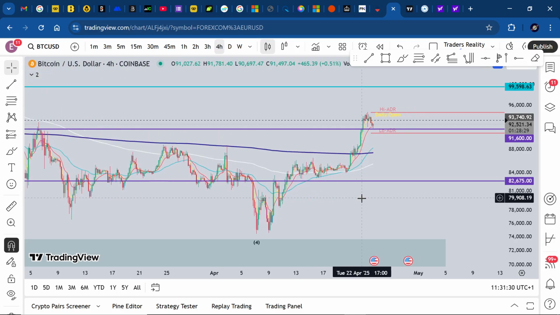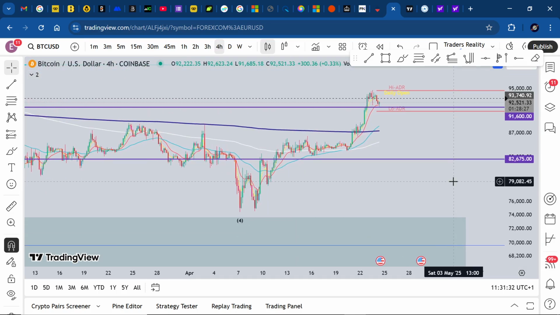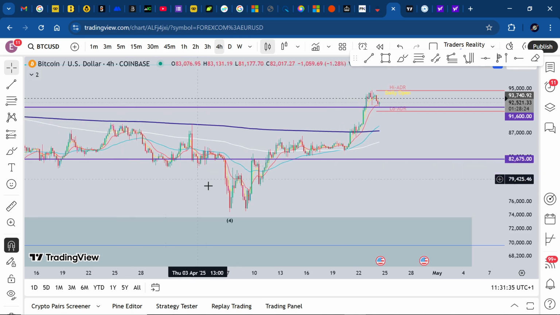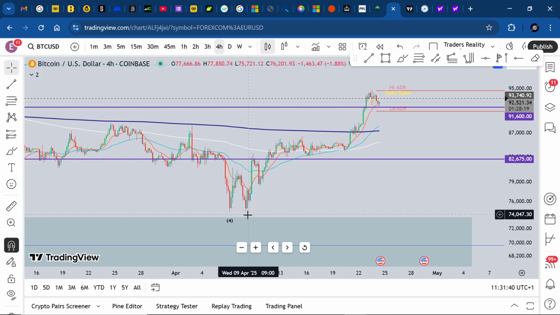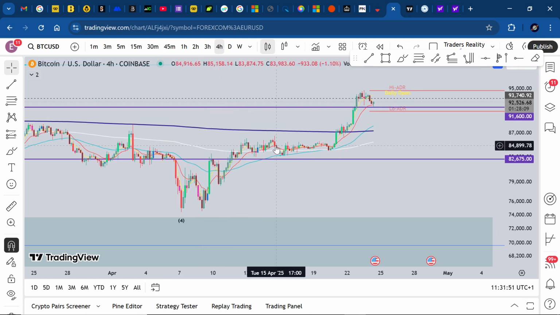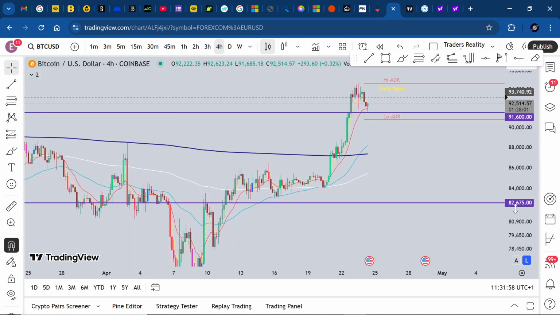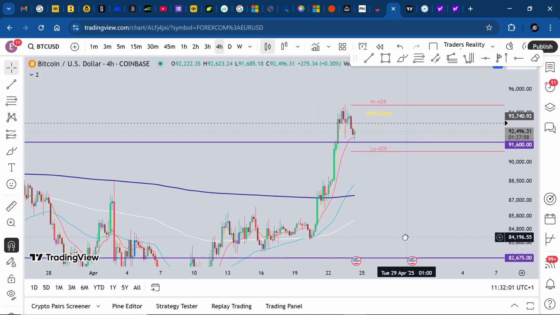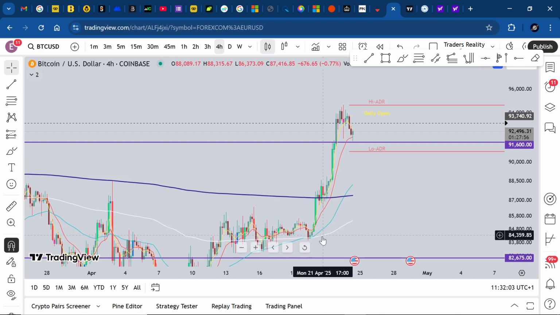Okay. It would have been nice if this started impulsively, and in some ways you can count this as an impulse if you want to start the count from here. So let's say for argument that's some kind of WXY, and we started a count from here, you could go 1, 2, 3, 4, 5 in a 1, then this sideways 2. It would have to not be a triangle because you only get triangles in B waves.